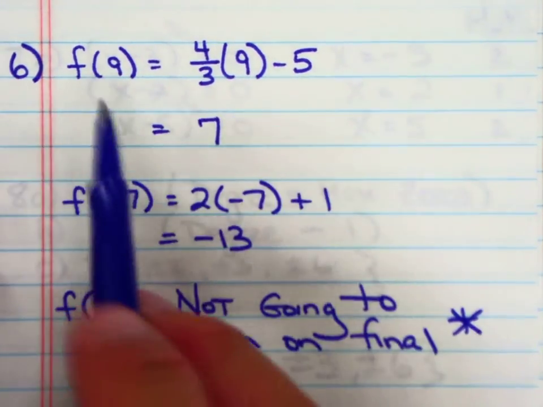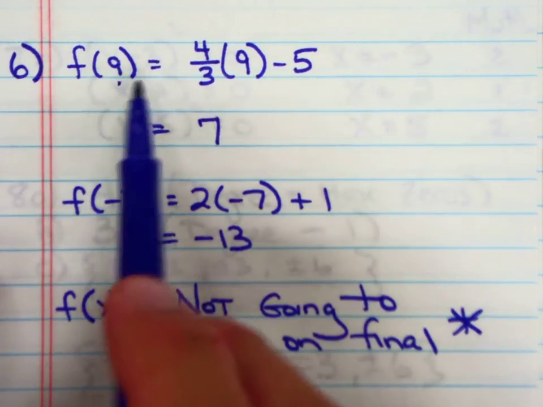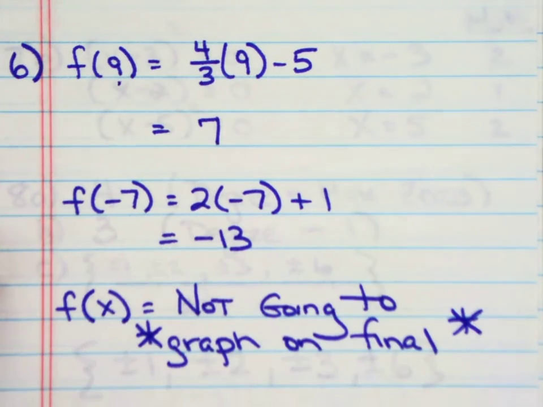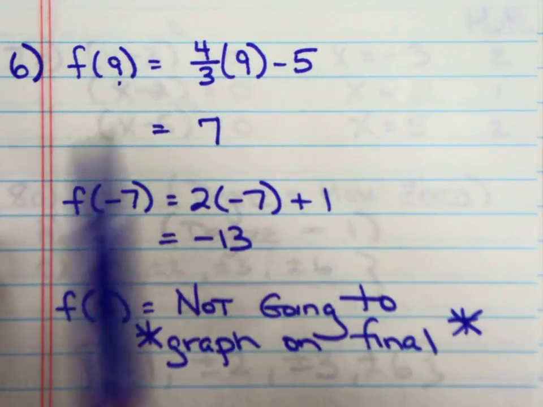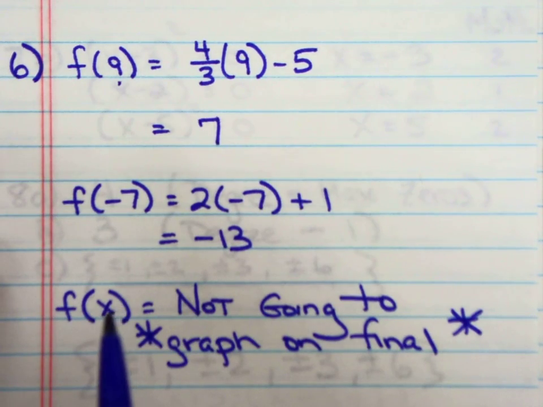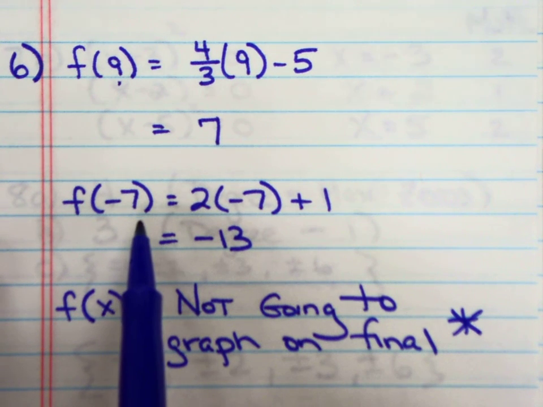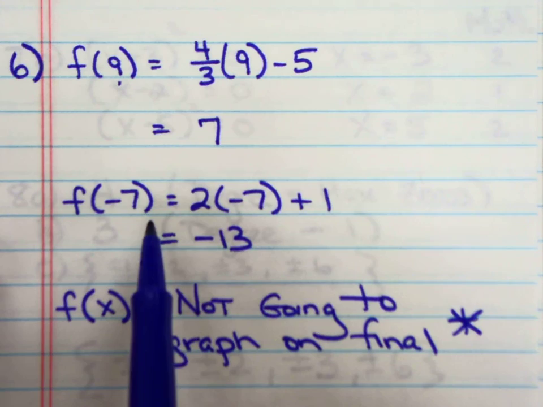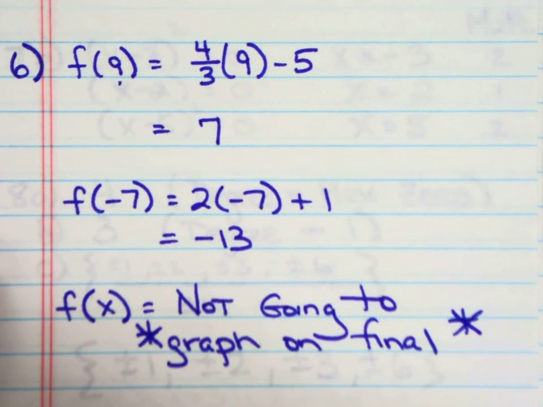Number 6, you had to evaluate f of 9. So you just first realize that 9 is greater than negative 4. So you plug that into the second part of that function, 4 thirds times 9 minus 5, and you get 7. F of negative 7 is less than negative 4, so it gets plugged into the first part of the function. So 2 times negative 7 plus 1, and you get negative 13.